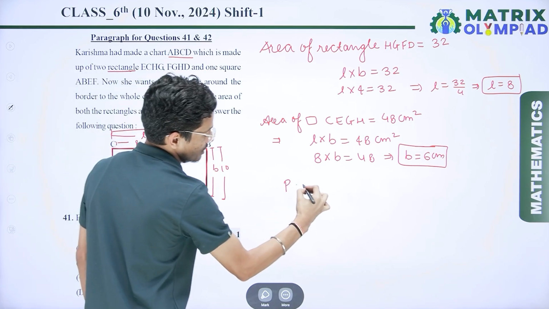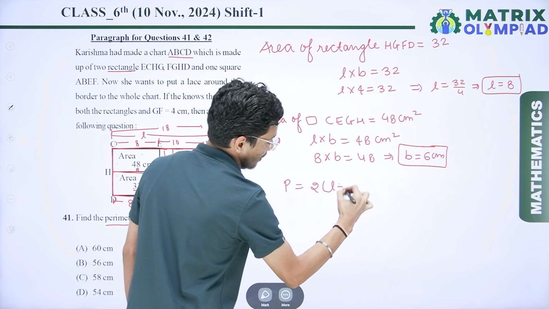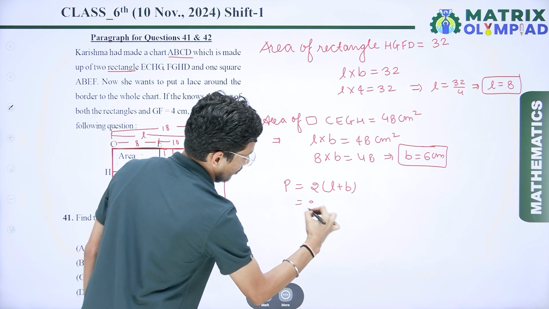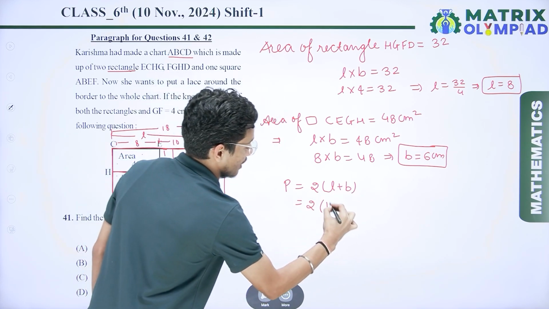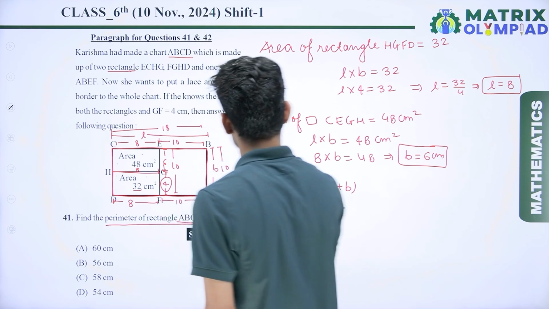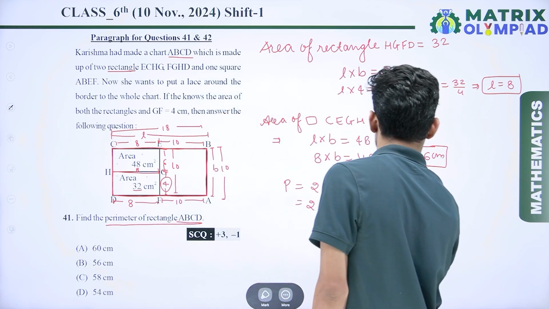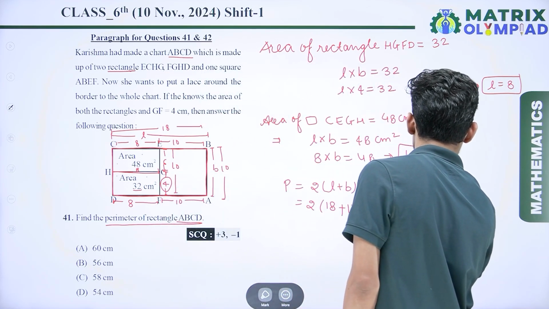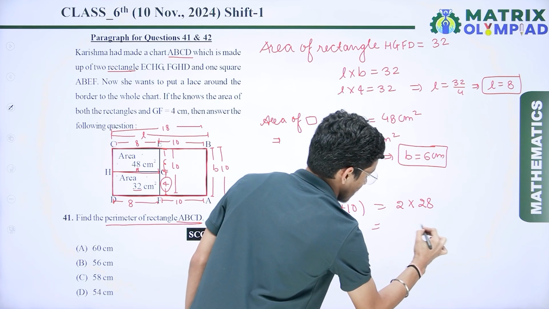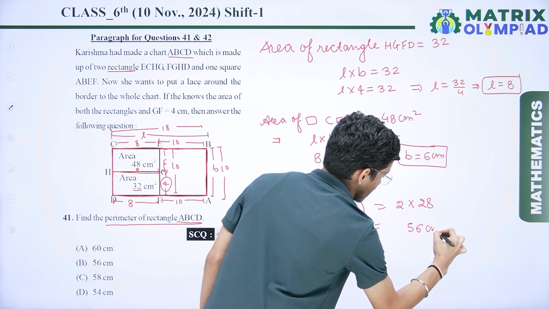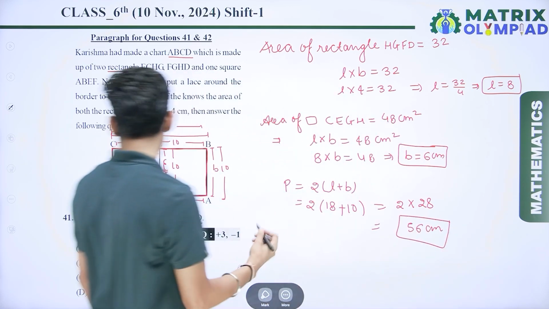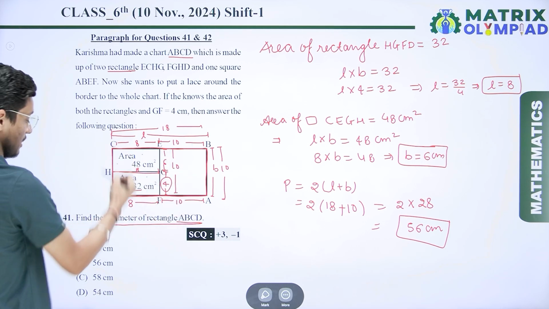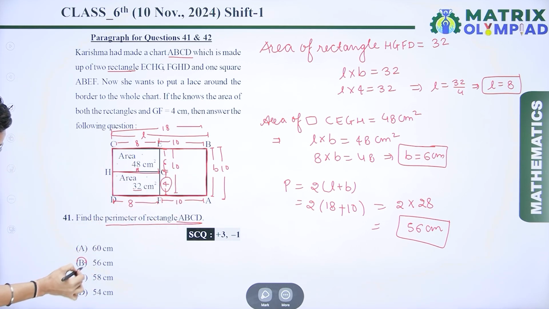So we know perimeter is equal to 2 bracket length plus breadth. So here 2 bracket, length we have given that is 18, and breadth we have given that is 10. So 2 multiplied by 28, if I multiply here, I get the answer 56 centimeter. That is the perimeter of rectangle ABCD. So here the perimeter of rectangle ABCD is 56 centimeter.